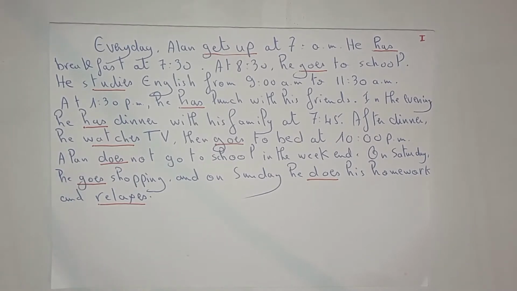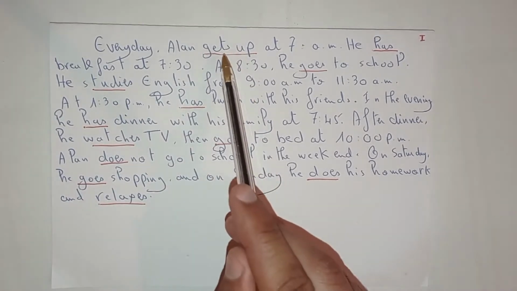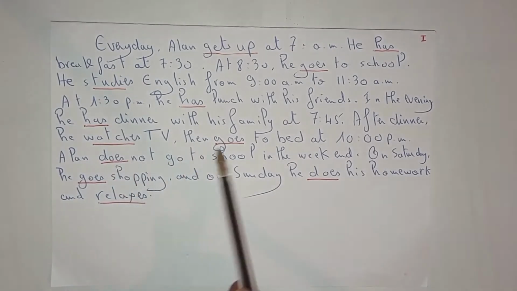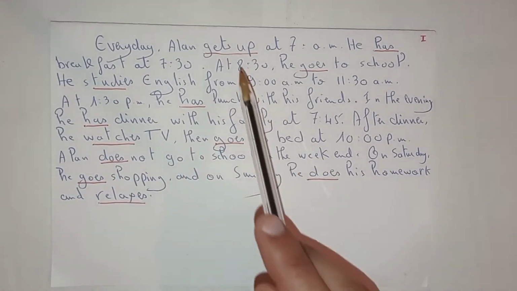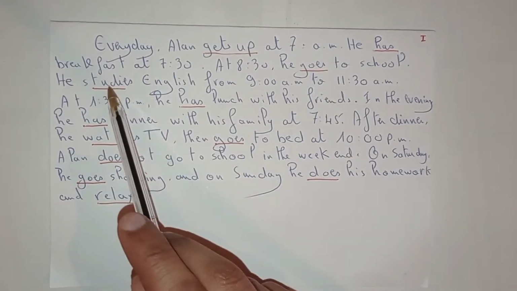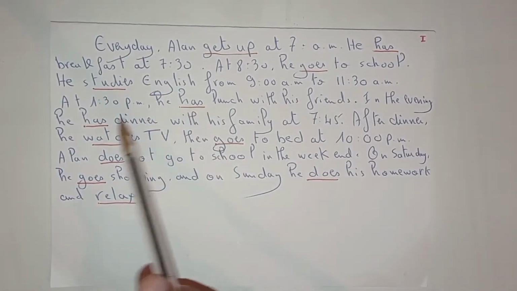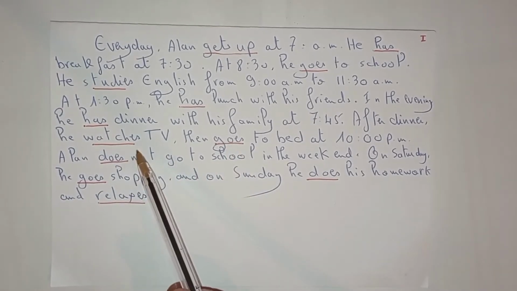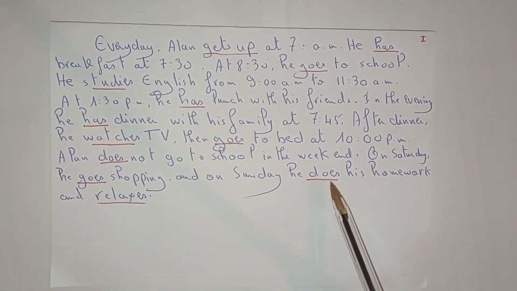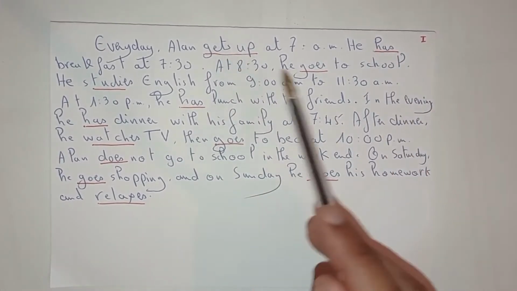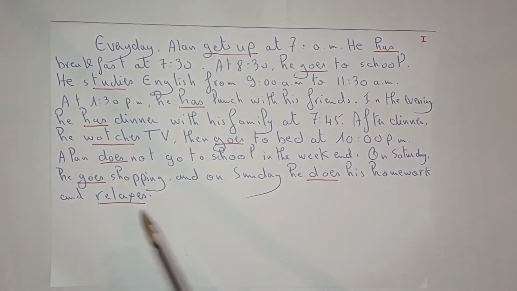Here we have underlined words. Okay, we have here verbs. Gets up, has, goes, studies, has, watches, goes, does, relaxes. So we have here, these are verbs.